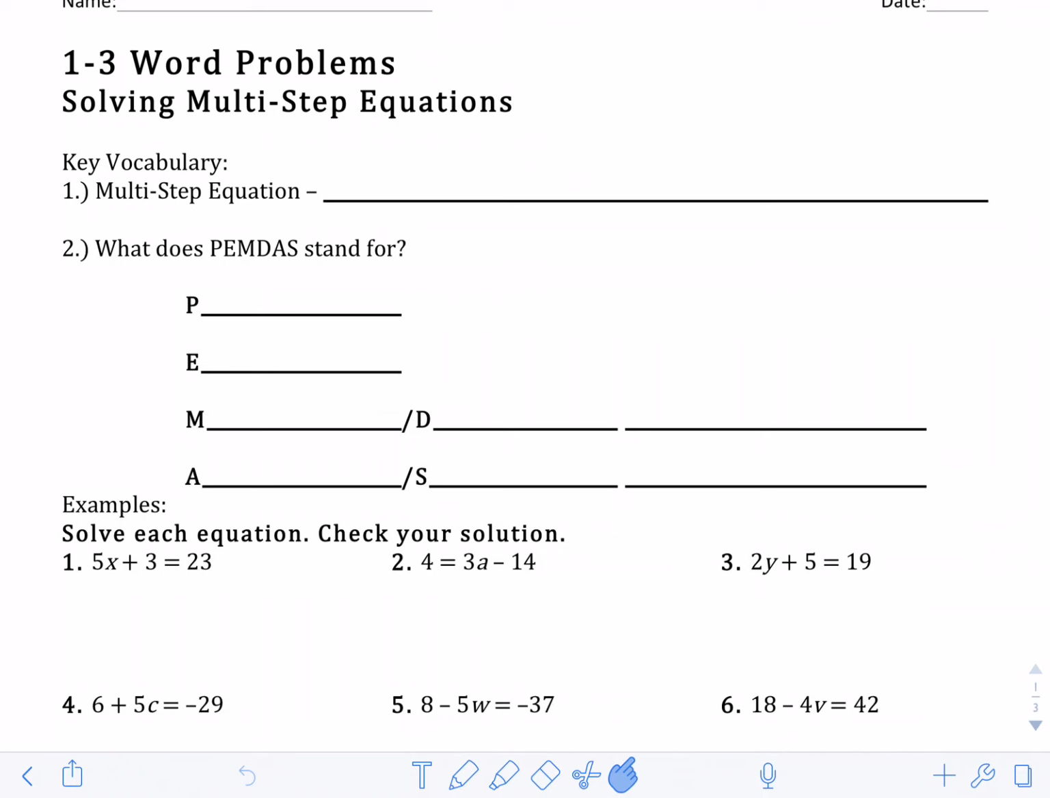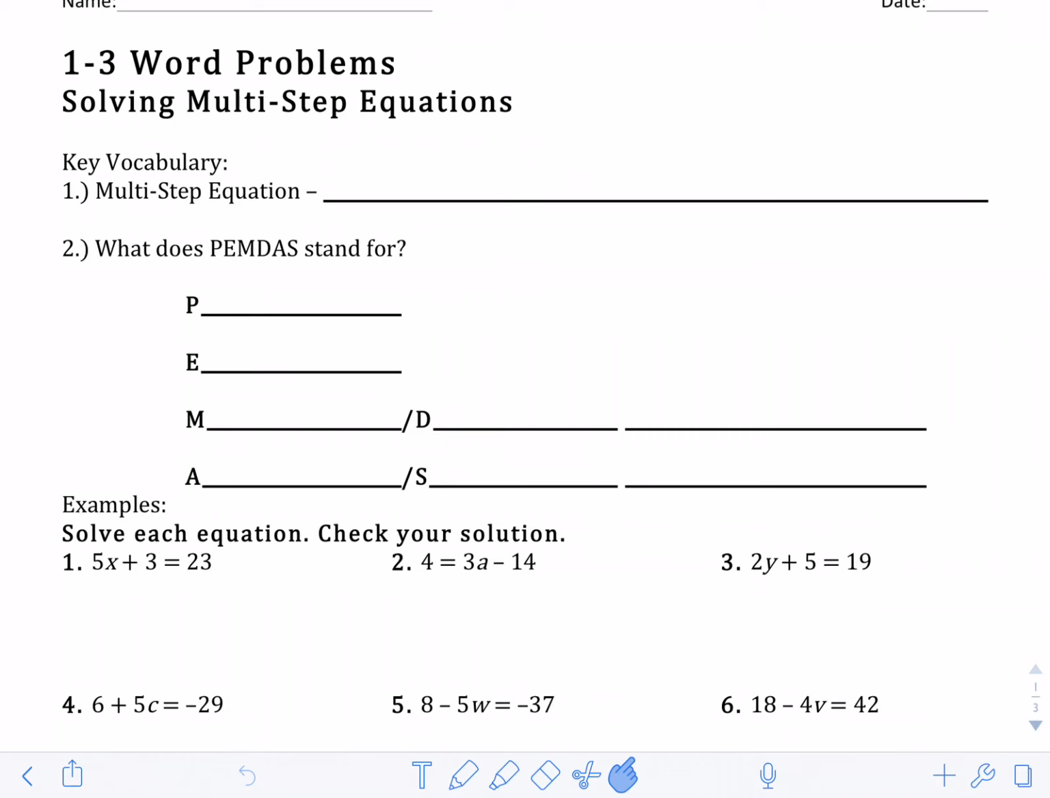Alright, this is 1-3 notes, solving multi-step equations. If you got the bonus problem from 1-2 on how to solve for that variable a, then you are a step ahead. Okay, so here is some key vocabulary.